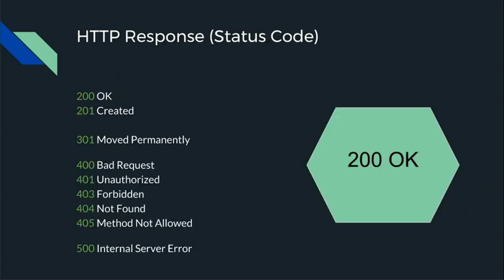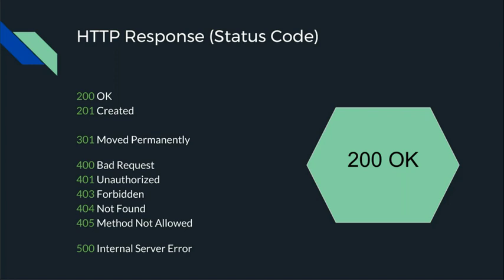Okay. Any HTTP response returned needs to have a status code. The status code indicates the result of the request. For example, if the request succeeded and returned the result, the response will have status code 200 or 201. But if you request a non-existent URL, the response will have status code 404.